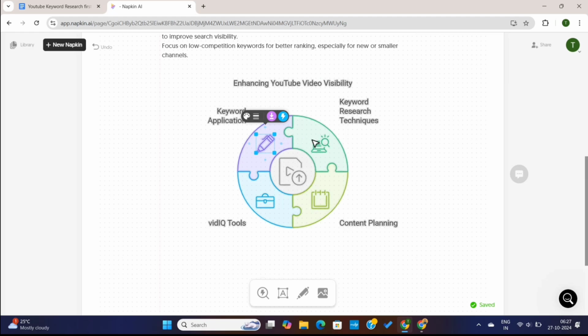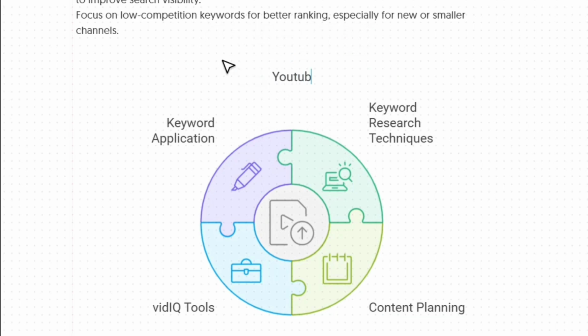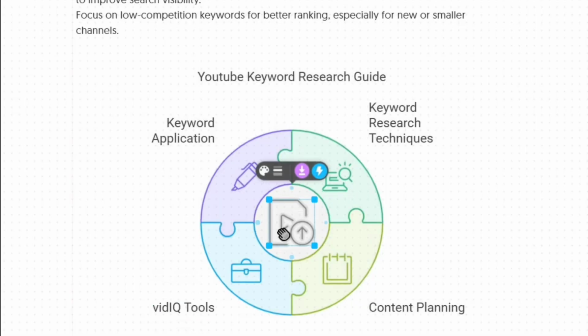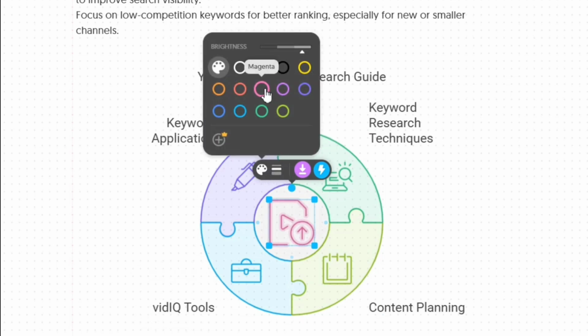Every icon, text, and colors in this visual is editable. For example, I want to change this heading. So I will write something like YouTube Keyword Research Guide. Next, we also have the icons here. I can select any of these icons and then I will get the editing options. I can change the icon colors for now.